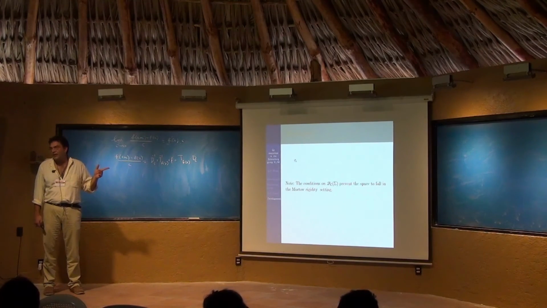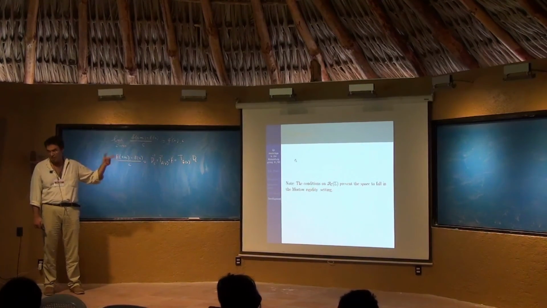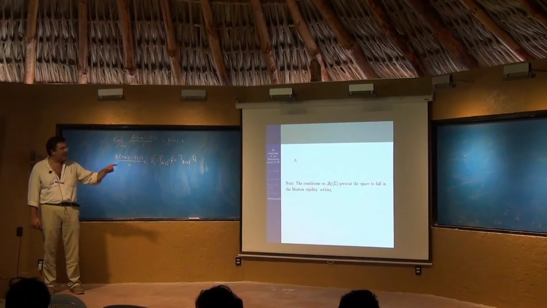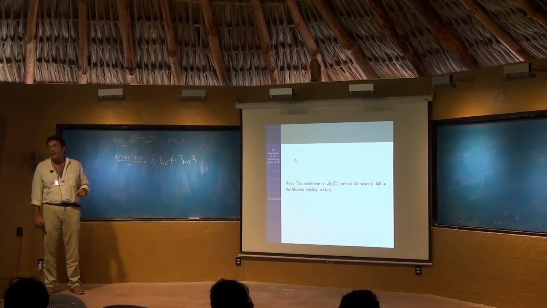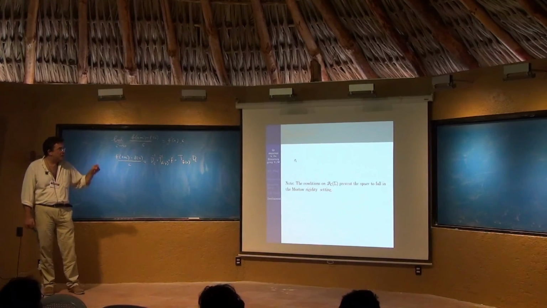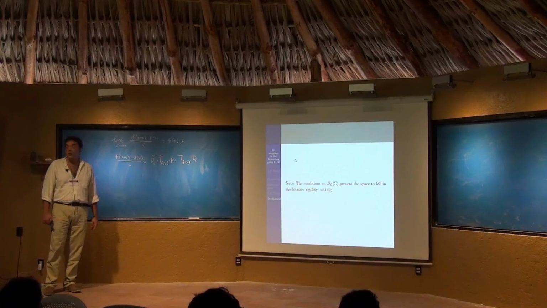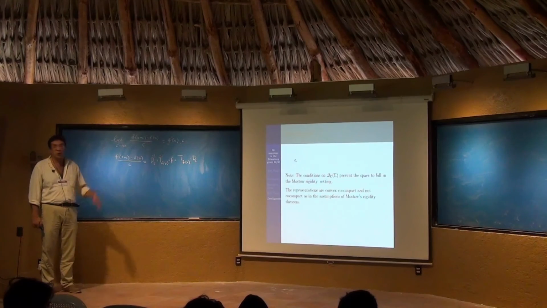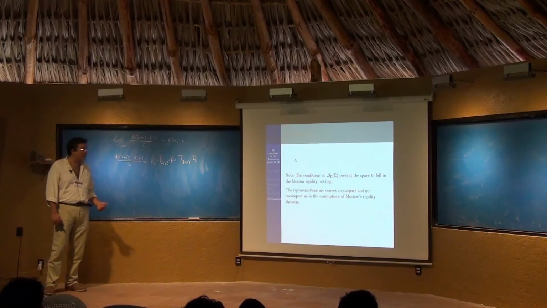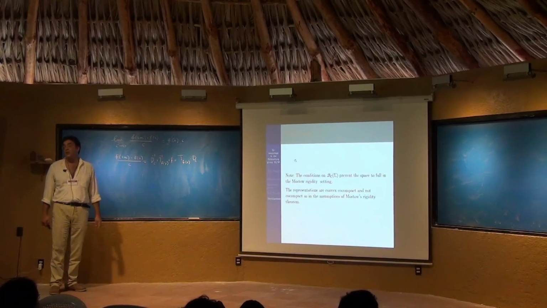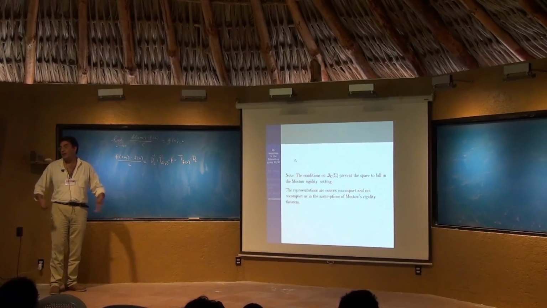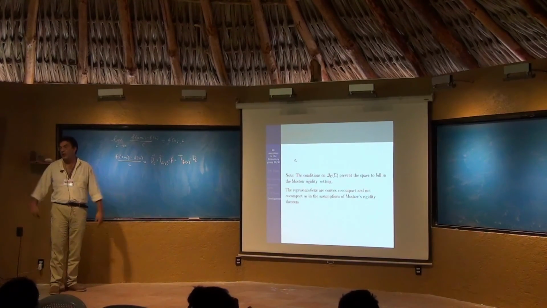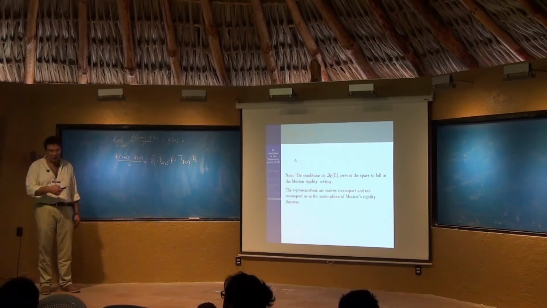I have told you that the Teichmüller space is a counterexample of Mostow rigidity. The conditions of discrete and so on prevent the complex hyperbolic quasi-Fuchsian space from falling into the Mostow rigidity setting, because the representations are convex co-compact and not co-compact, as in the assumptions of the Mostow rigidity theorem. So it has infinite volume, and then we're okay. The manifolds are of infinite volume.